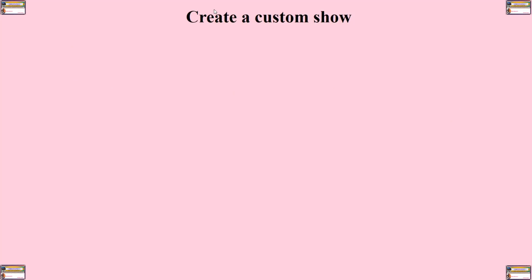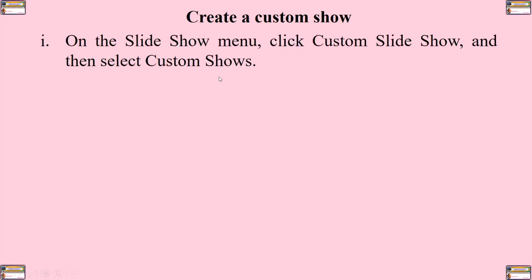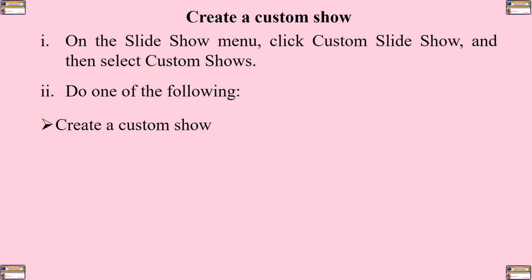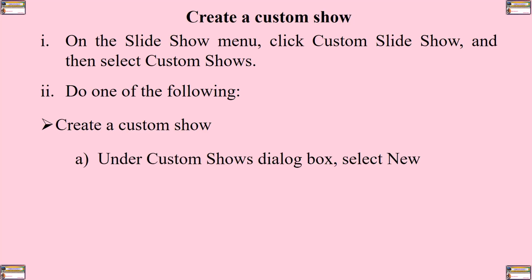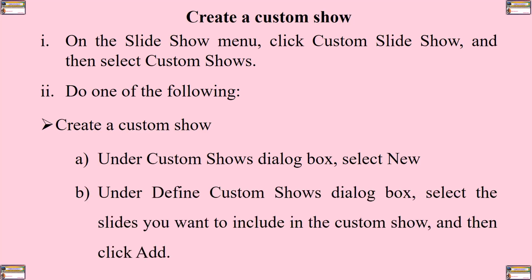How do you create a custom show? To create a custom show, on the Slideshow menu, you click Custom Slideshow and then you select Custom Shows. Then you do one of the following. You create a custom show by doing the following. Under the Custom Shows dialog box, select New. Under the Define Custom Show dialog box, select the slides you want to include in the custom show and then click Add.